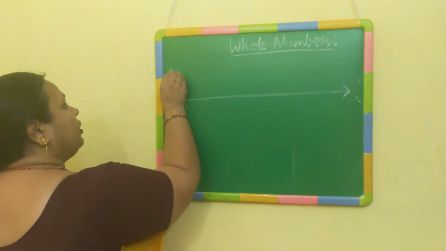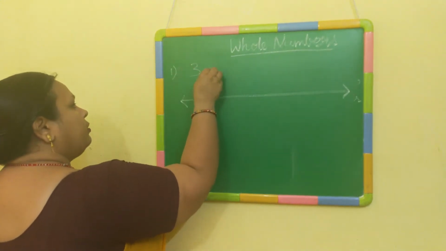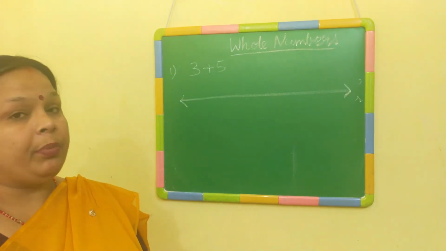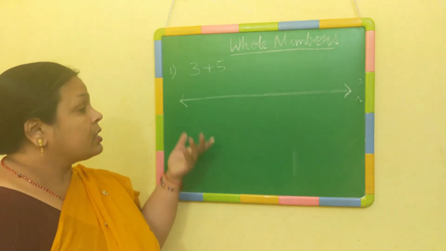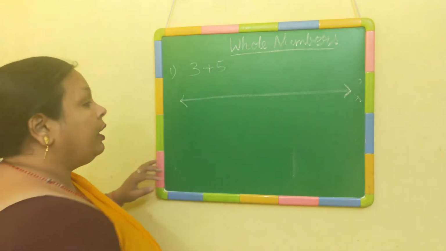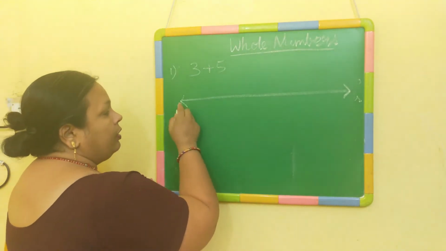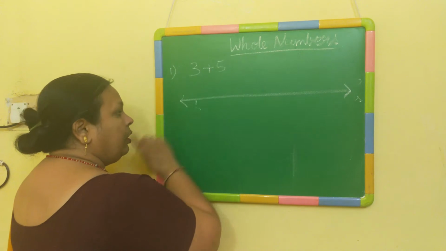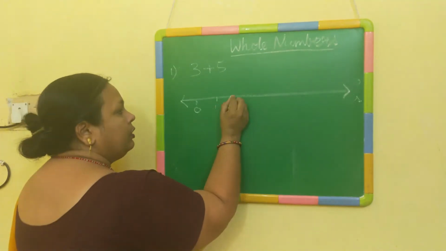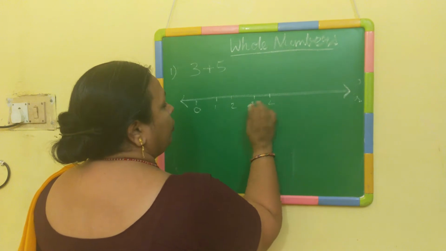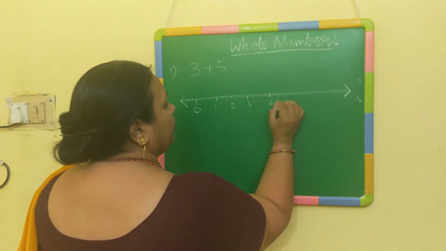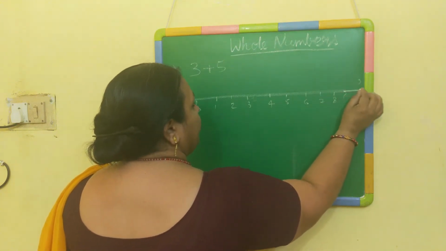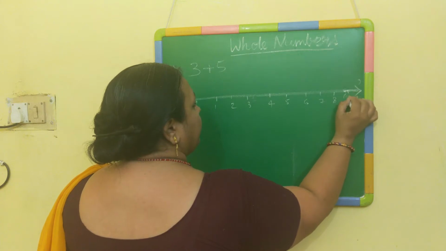And you are given a question: add 3 plus 5 using a number line. We all know what is 3 plus 5. 3 plus 5 is 8. But as it is asked that you have to do it on a number line, the first step is you will draw a line. Mark two-sided arrows which will make it a line. Now mark 0. Taking uniformly 1, 2, 3, 4, 5, 6, 7, 8, let's take one more extra as 9. Clear?